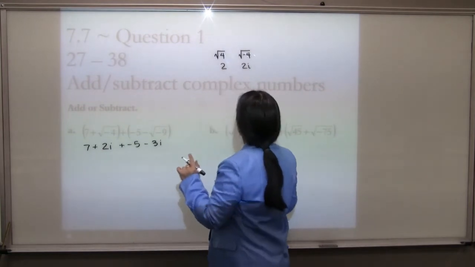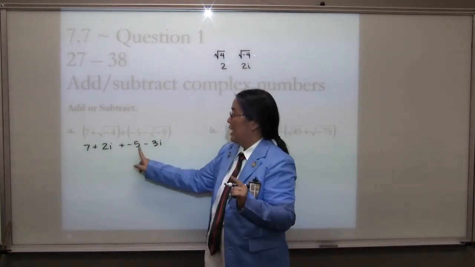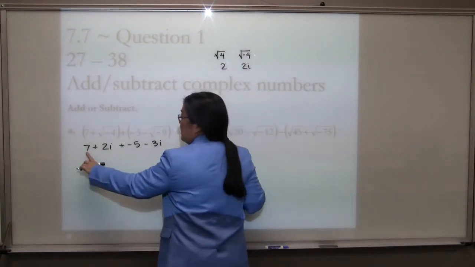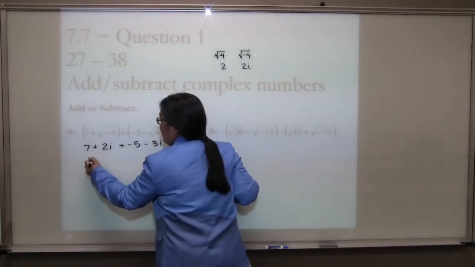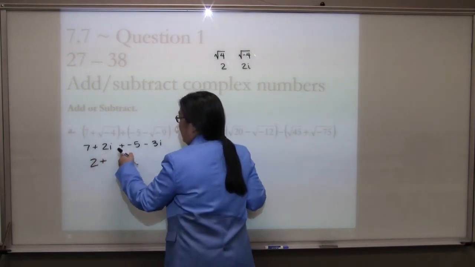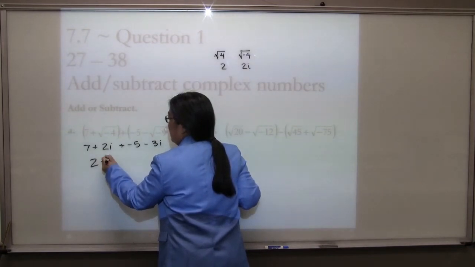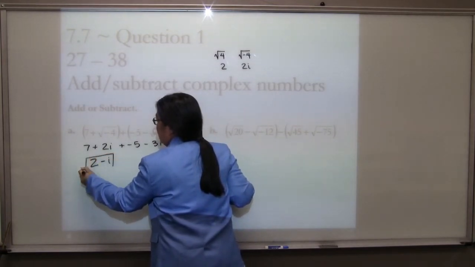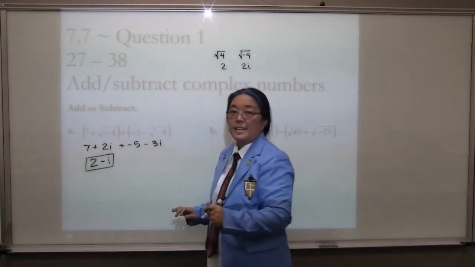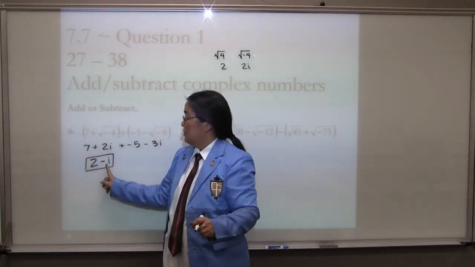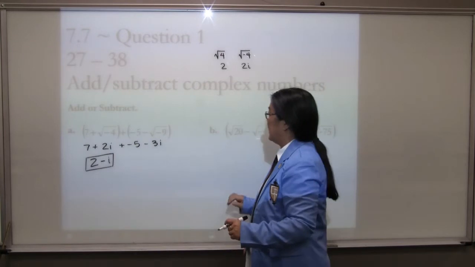Now be very careful. We have to write these in the form of a plus bi. So the nice numbers go first, and then the i thingies go second, and we get 2 minus i. Done. So the i's have to come second. So a plus bi, that's done.